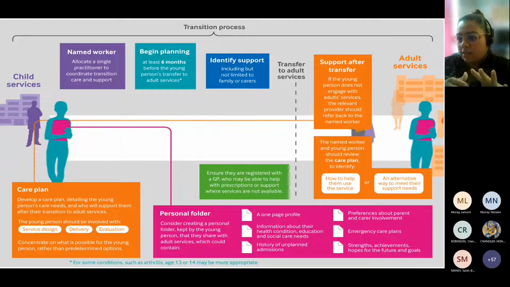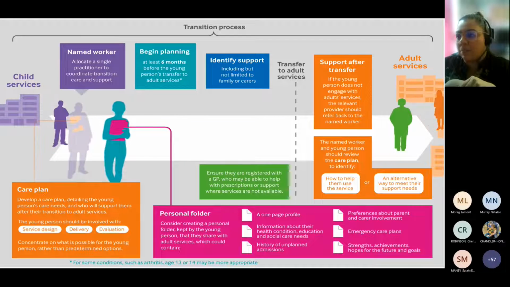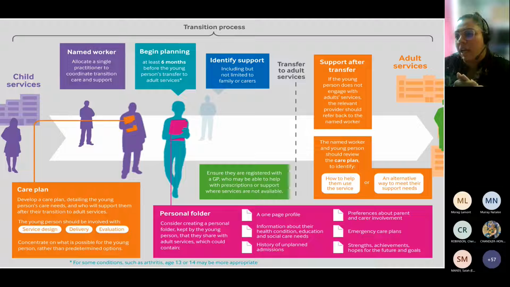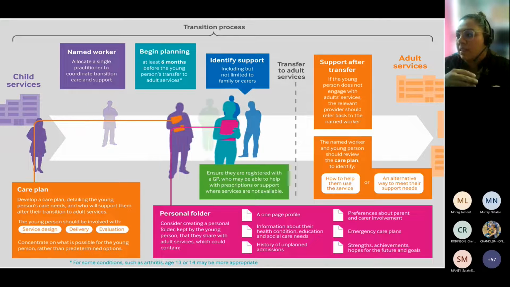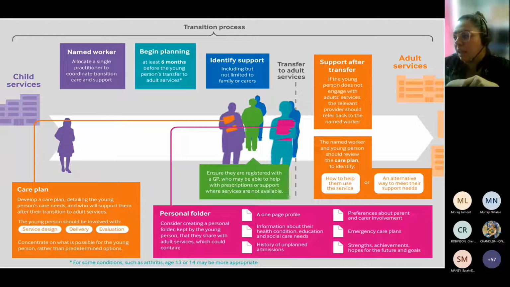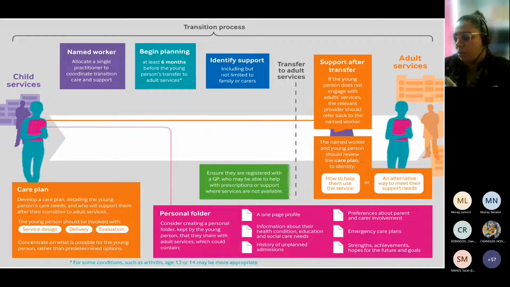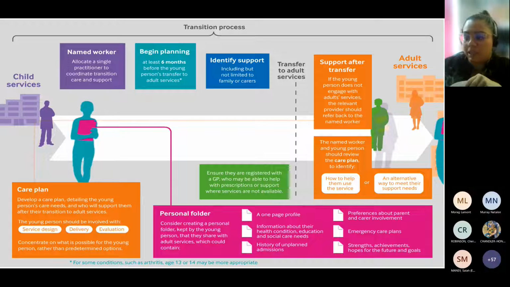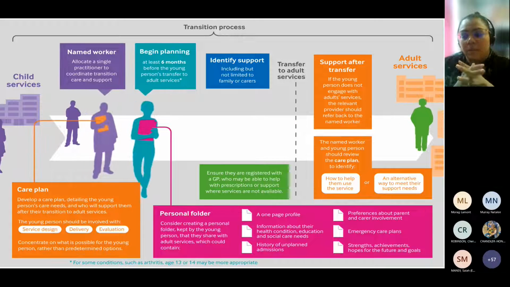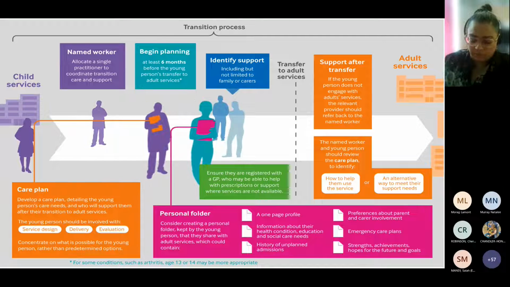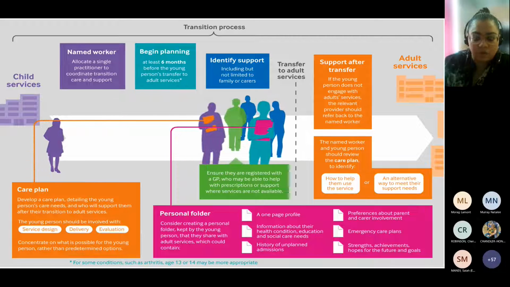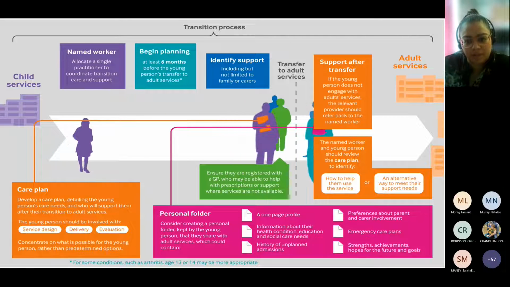In our case, we're very fortunate that we've got Carol, and she'd be the named worker to help coordinate and transition care and support for these patients, and start planning this and identifying the needs that they may have to take forward, and making sure that care plans and personal folders are developed in a way that addresses all their needs in one place, just to make it a bit easier to coordinate moving themselves through the transition process.